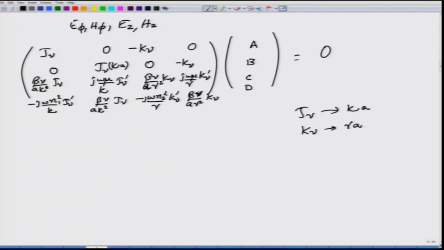beta nu. Okay. These equations, please verify that you have actually written them down correctly. In the next module, we are going to discuss the solution of these equations and then discuss the properties of modes of the step index optical fibers.